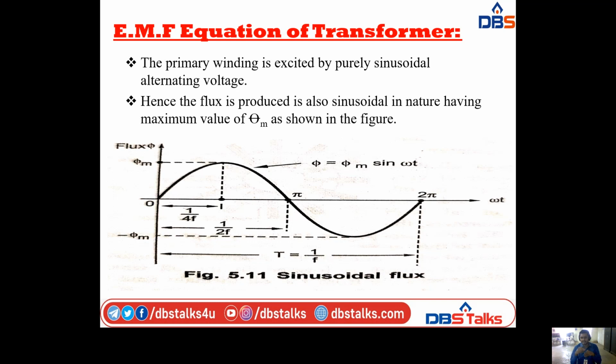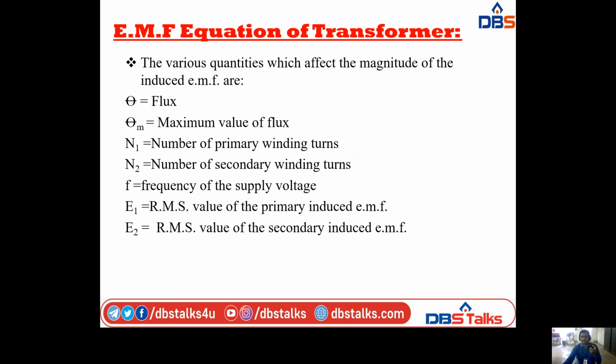It is alternating in nature. That's why I am saying that the primary winding is excited by a purely sinusoidal alternating voltage. Hence the flux produced is also sinusoidal in nature, having a maximum value of phi m. We have two, one positive phi m and another negative phi m. That means phi m is the maximum flux, and minus phi m is the negative maximum flux. According to this diagram, I will derive the EMF equation of a transformer.